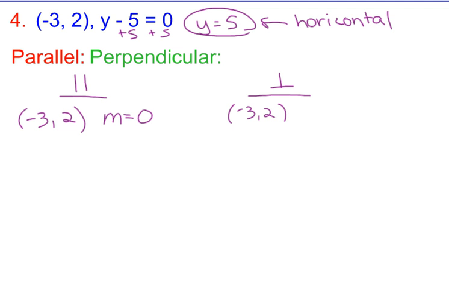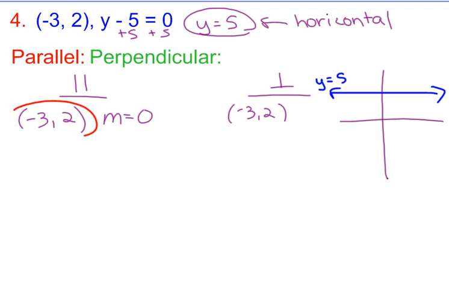So let's think about this logically. If I have a graph, and they just gave me the line y equals 5, okay, that's this line right here. That's the line I'm given. What type of line would be parallel to this one? A horizontal line, right? This is a horizontal line. I have another horizontal line that would be parallel to it. So now when I'm looking, they said it's the ordered pair negative 3, 2. So that's the ordered pair I'm working with.